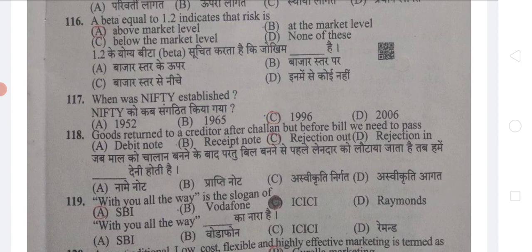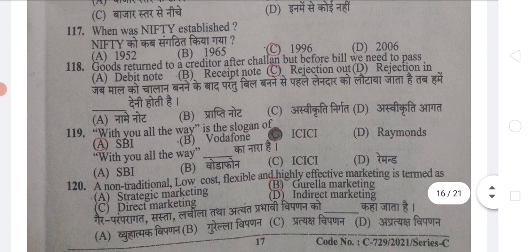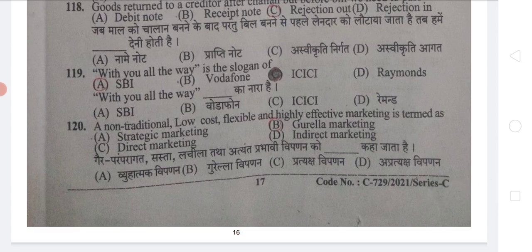A beta equal to 1.2 indicates that risk is A. Above market level. When was Nifty established? C. 1996. Goods returned to a creditor after challan but before bill, we need to pass C. Rejection out. With you all the way is the slogan of A. SBI. A non-traditional, low-cost, flexible and highly effective marketing is termed as B. Guerrilla marketing.